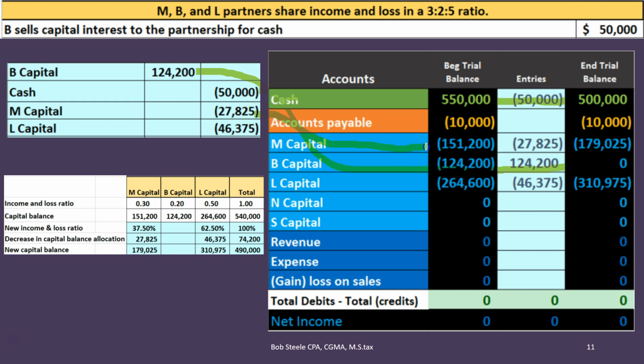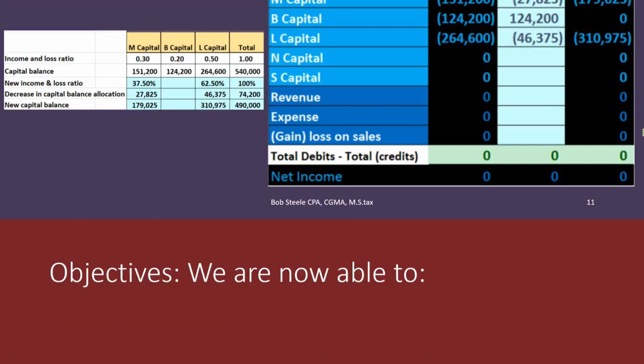Then M has a credit here. So here is M, a credit balance in the capital accounts like all capital accounts have. And we are going to credit it, making it go up because we're doing the same thing to it, from 151,200 by 27,825 to 179,025. And then L, we're going to credit L. So here's L's capital account balance, which has a credit balance in it. We are going to credit it, bringing it up to 310,975. We now have B off the books. We have M and L on the books. And we see that the cash, or the assets minus the liabilities, equals the new capital account balances between the only two partners left, being M and L at this time.